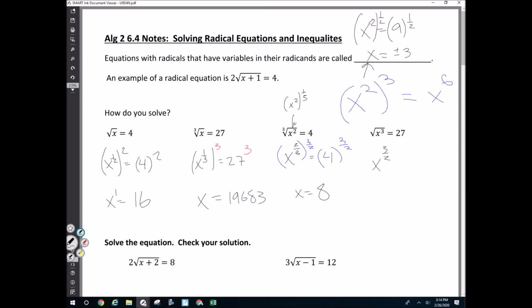So, how do I know? Because it's x cubed square rooted. It's x cubed to the 1/2. That's x to the 3 halves. Most of us were good about this.